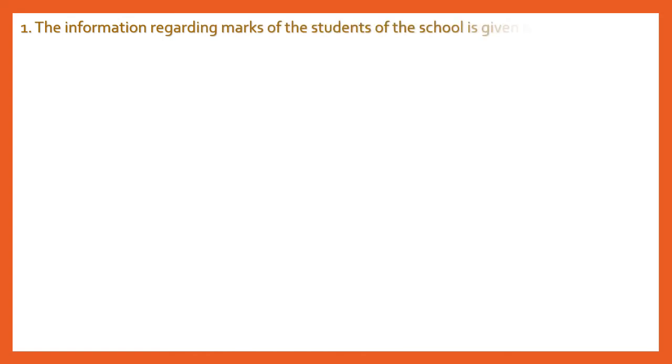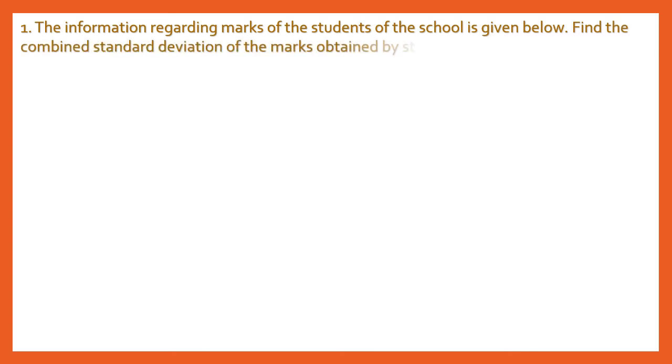Of course, we are not going to get it properly without taking some examples. So I am starting with exercise 4.6. It's a pretty small exercise with only two sums in it. Now, the first question from the exercise 4.6, the information regarding marks of the students of the school is given below. We have to find the combined standard deviation from that.